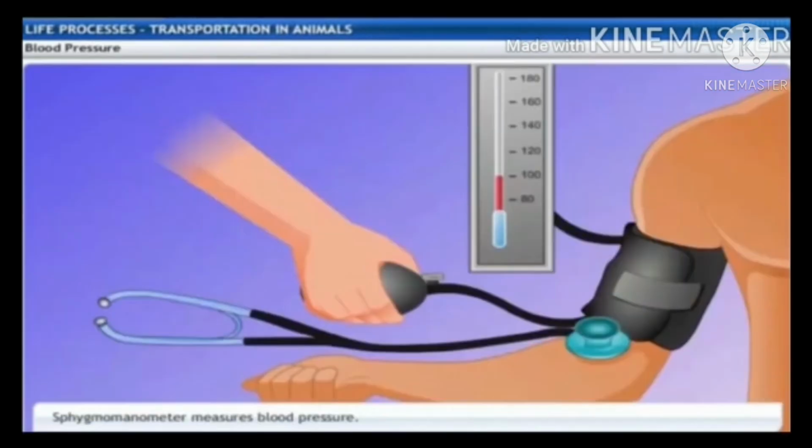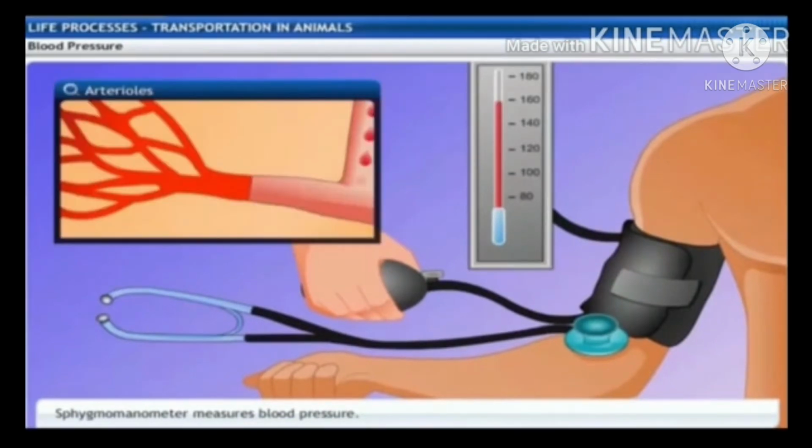The blood pressure is measured with an instrument called a sphygmomanometer. High blood pressure is also called hypertension and is caused by the constriction of arterioles, which results in increased resistance to blood flow. It may lead to the rupture of an artery and internal bleeding.